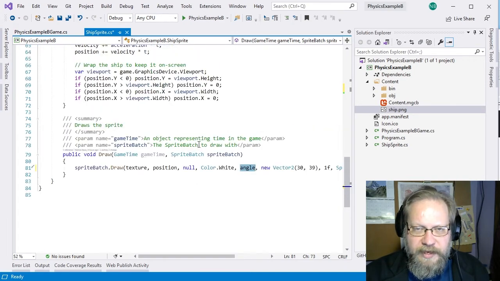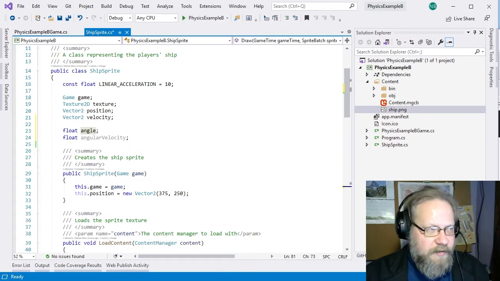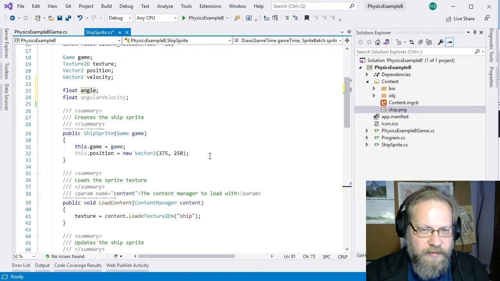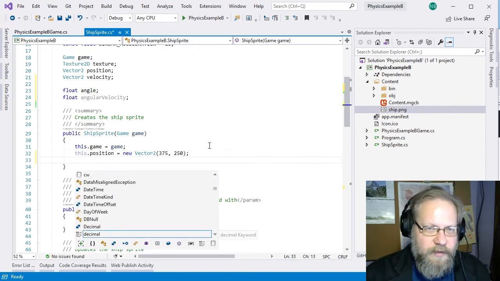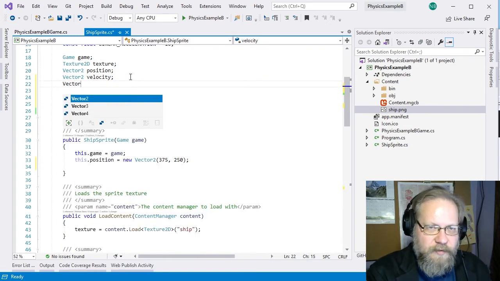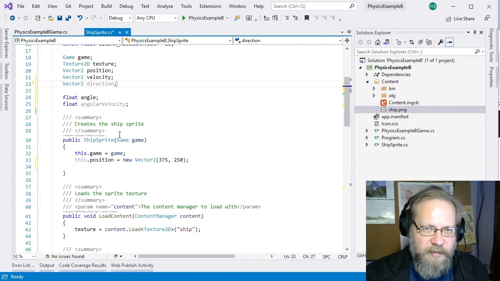And the result of doing that is now we can actually rotate that ship. Alright, so we have our angle, our angular velocity. When we generate our ship, we're going to actually set that one more. We need a direction vector as well. Vector 2 direction, and this is the direction that the ship is facing, and it's based on this angle.